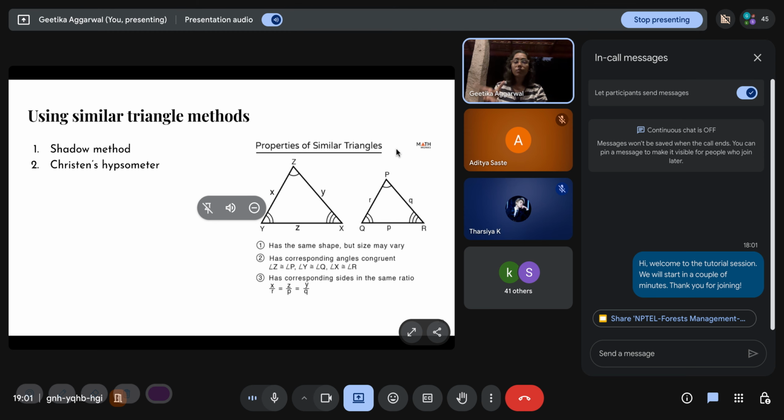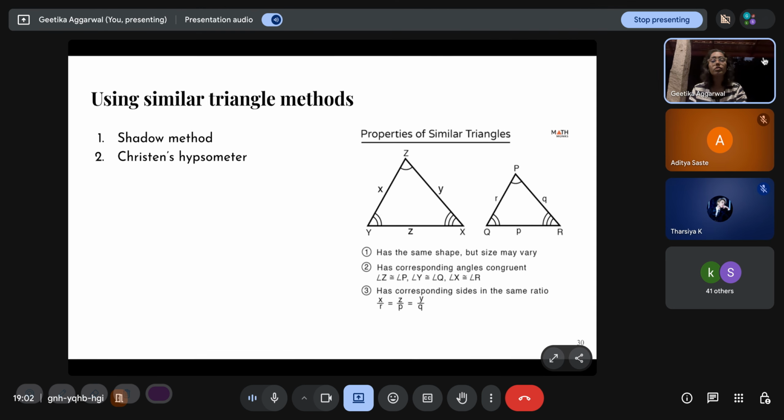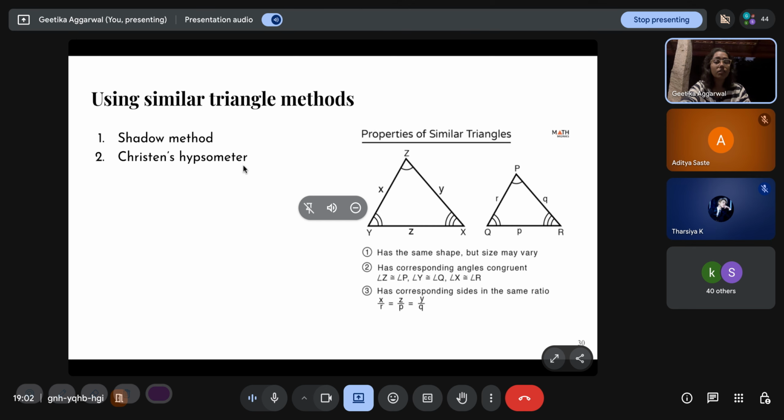So how do you use similar triangle methods to get to the height of a tree? You can either use the shadow method or you can use Christen's hypsometer. Hypsometer is actually a term used for tools that measure height, altitude, or elevation. Hypso is a term used for height, elevation, things like that. So hypsometer is a term used for any tool that measures one of these. So in the shadow method, as you might already be thinking, would somebody like to take a guess at what the shadow method is and how you use that to measure trees?